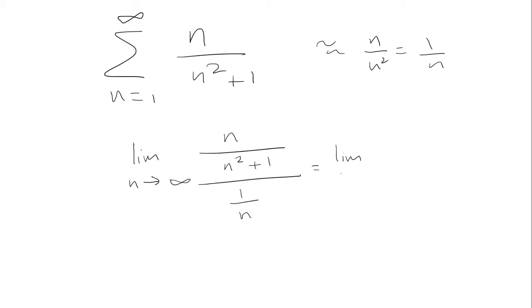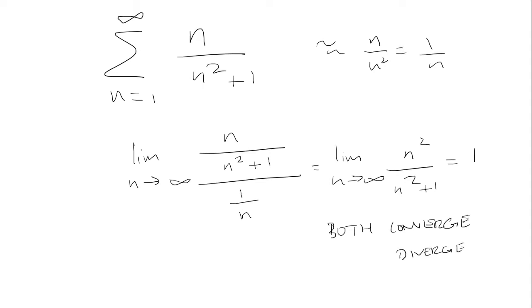For this one, I'm just going to rewrite it, and dividing by 1 over n is the same thing as multiplying by n over 1. So that would just be n squared over n squared plus 1. And so this limit will just be 1. Because you get a finite answer, either both converge or both diverge. The limit is greater than 0 and finite, so either both converge or diverge.